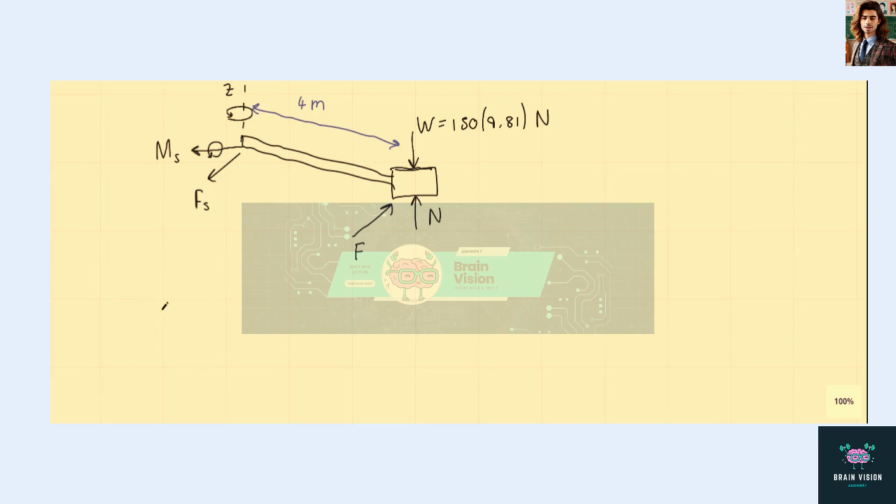So if we look at our free body diagram, we can see that the moment reaction, Ms, has no component about the z-axis. The force reaction, Fs, acts through the z-axis, and the lines of action of W and N are both parallel to the z-axis. So they produce no angular impulse about the z-axis.